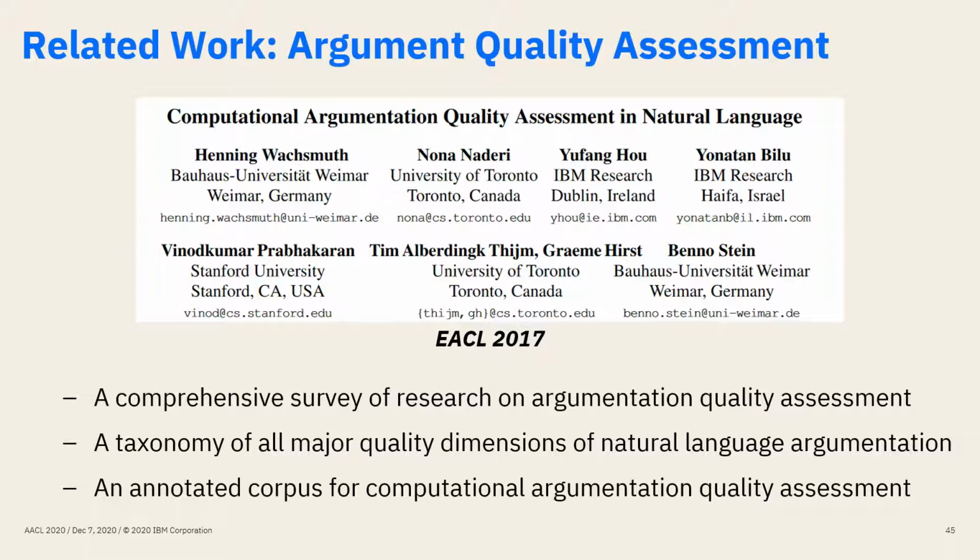Moving on to a more theoretical work on argument quality by Wachsmuth et al. As you can see, this work from EACL 2017 involved several research groups working on computational argumentation. It made several contributions: a survey on argumentation quality research, a taxonomy of major argumentation quality dimensions, and a corpus annotated based on the proposed taxonomy.